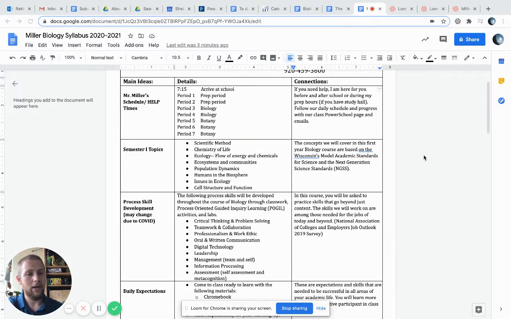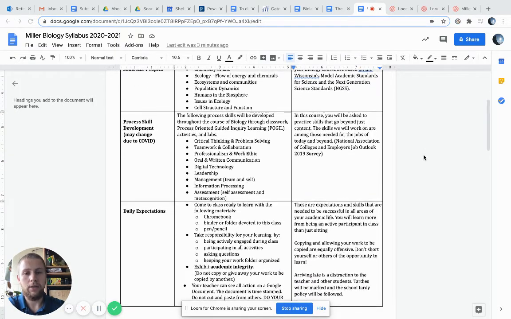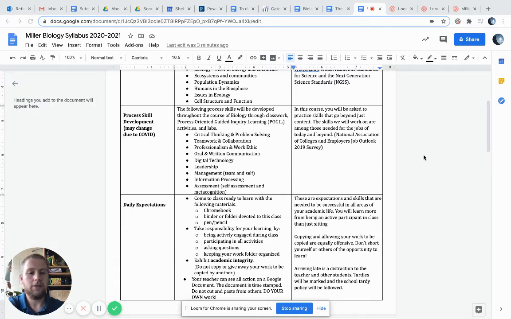So the content that we're going to cover is based on the Wisconsin Next Generation Science Standards. So that is where the content is rooted in. In the past, we focused a lot on process skill development. So many of these process skills can be carried out in an instructional format known as a POGIL, or a process-oriented guided inquiry learning, or lab, as it's also called.